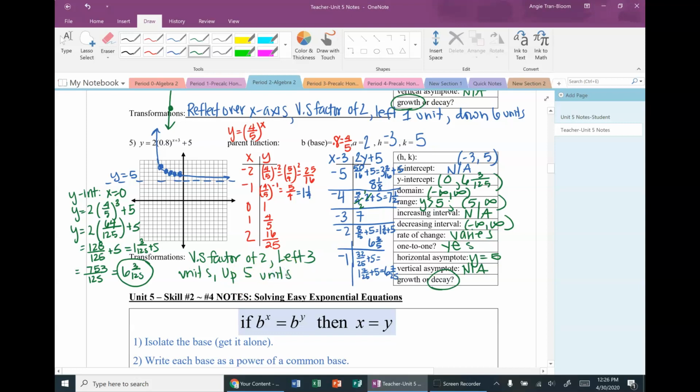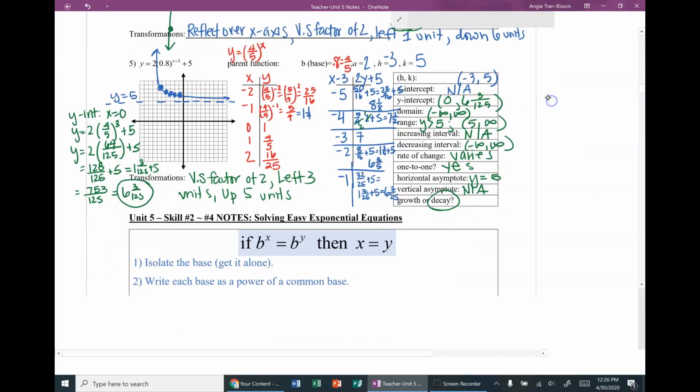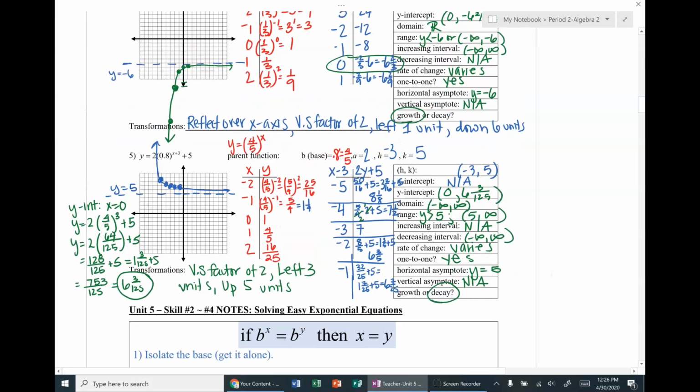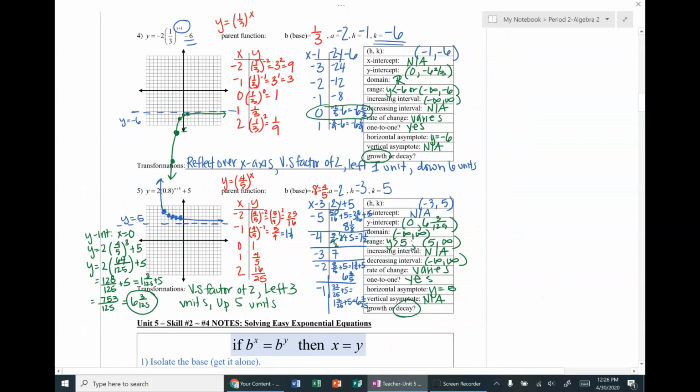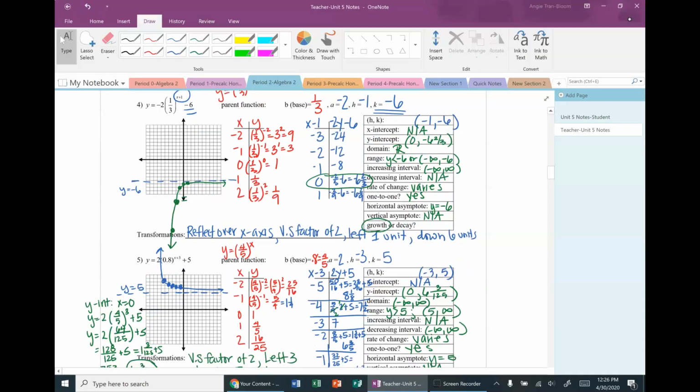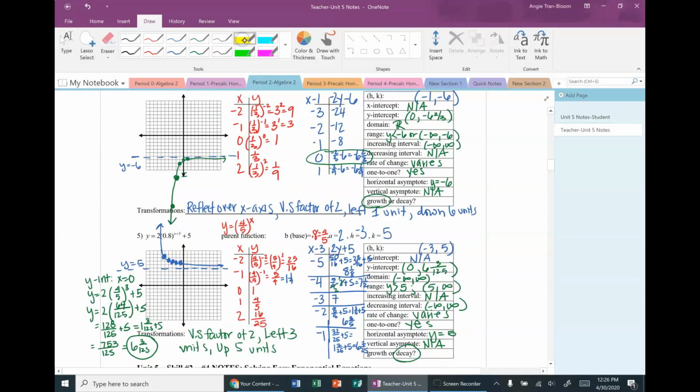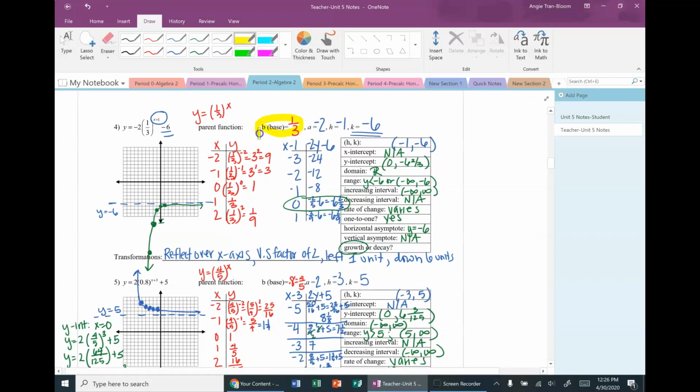Now, before I call it a day, I do want to compare these last two examples with you guys. Okay, remember we talked about if A is in between 0 and 1, then that should be a decay. But on number 4, it contradicts what we talked about. And the reason it contradicts that theory is because technically on number 4, the base is 1/3. So technically it should have been a decay.